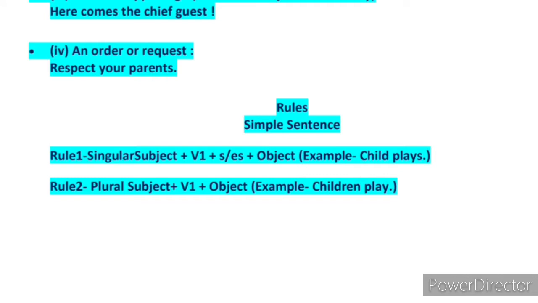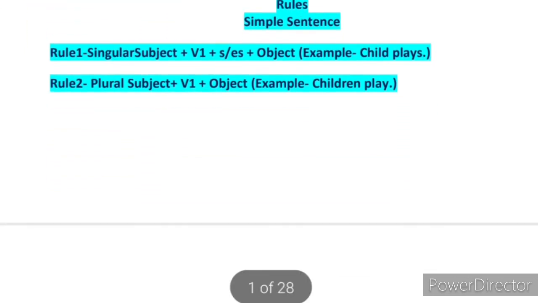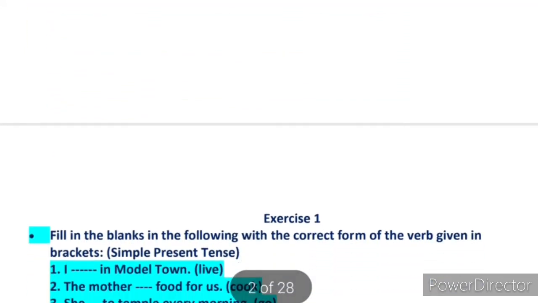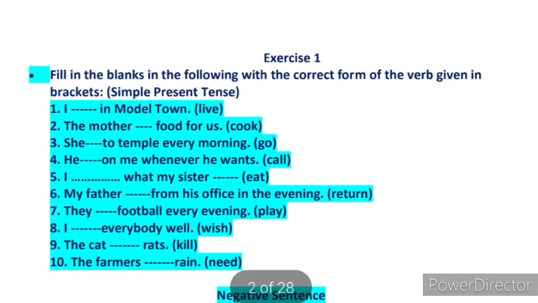For the singular subject, rule 1 is: singular subject plus V1 plus s or es plus object. For example, child plays. Second, the rule for plural subject: plural subject plus V1 plus object. For example, children play. As per this rule, we will solve this exercise.